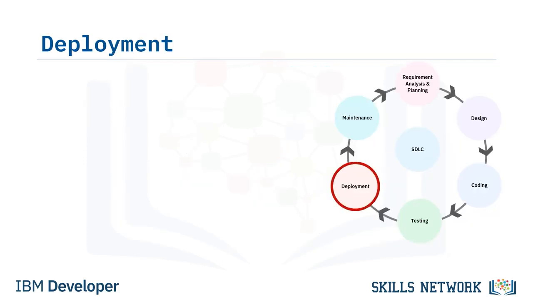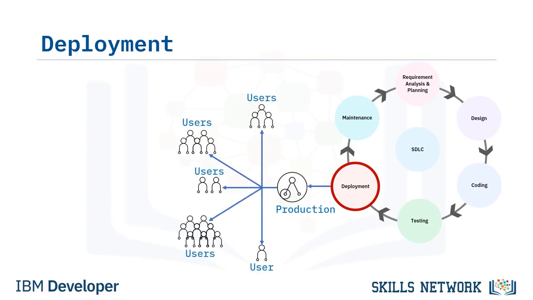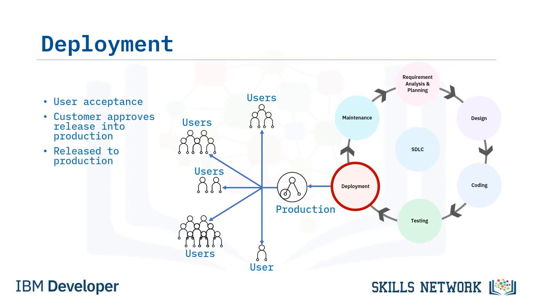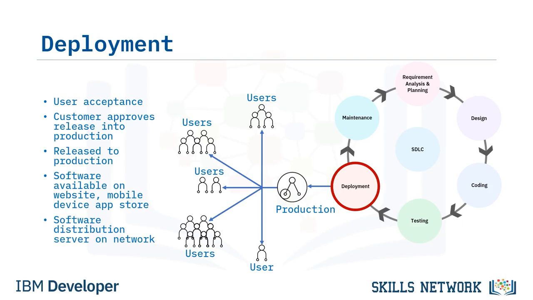The deployment phase is where the application is released into the production environment and made available to users. This can also happen in stages. First, it is released onto a user acceptance testing or UAT platform, and once the customer signs off on the functionality, it is released to production. This approach can be used for making software available on a website, mobile device app store, or a software distribution server on a corporate network.